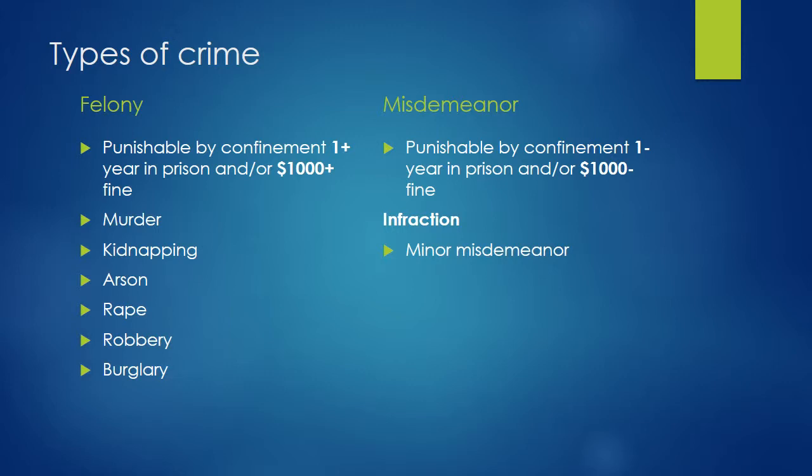There are 2 types of crime. A felony is punishable by confinement of 1+ year in prison and/or a 1,000+ fine. Some of them are murder, kidnapping, arson, rape, robbery, burglary. A misdemeanor is punishable by confinement of less than 1 year in prison and/or a fine under 1,000. A smaller misdemeanor is an infraction.